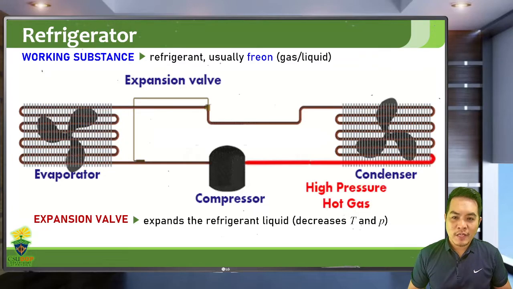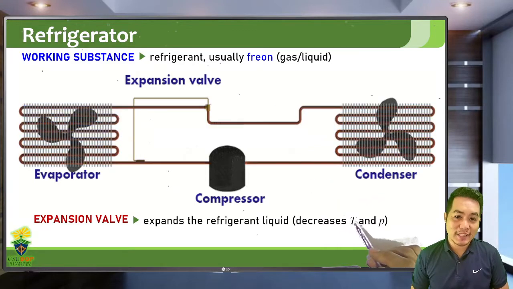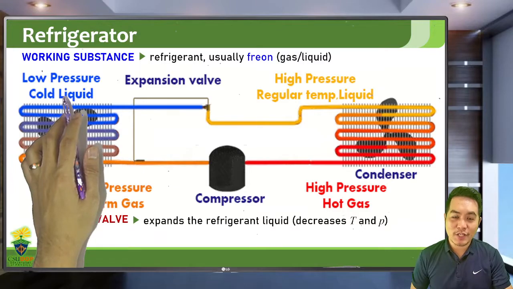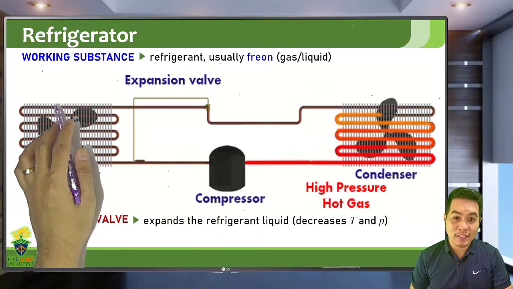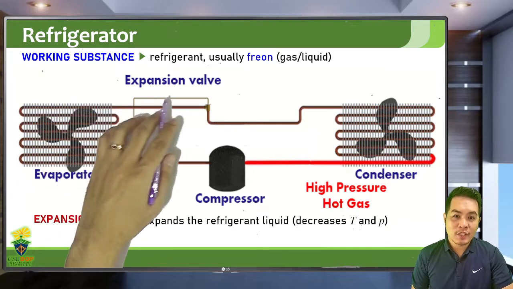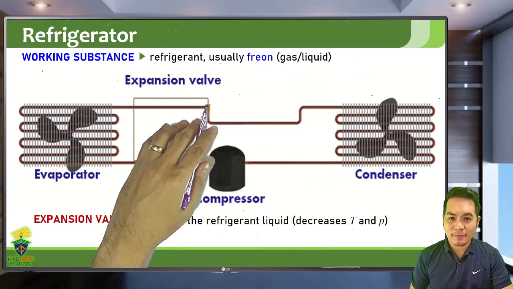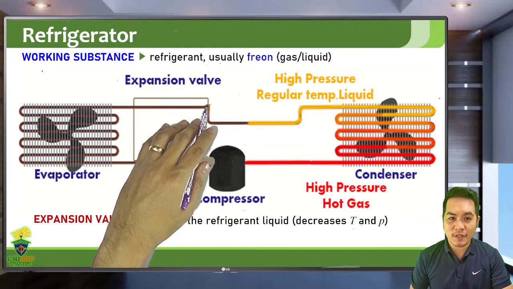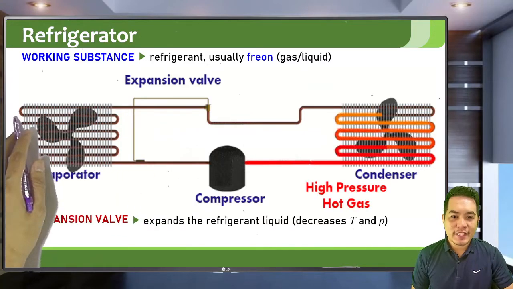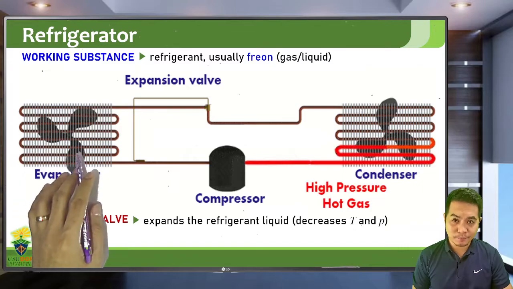When it expands, it decreases the temperature and the pressure. So you will have a low pressure, low temperature, cold refrigerant, and it's still in liquid form. That's the purpose of the expansion valve, to decrease the temperature and pressure, to make it a low pressure cold liquid.